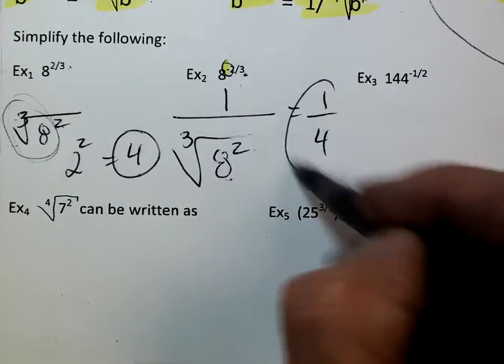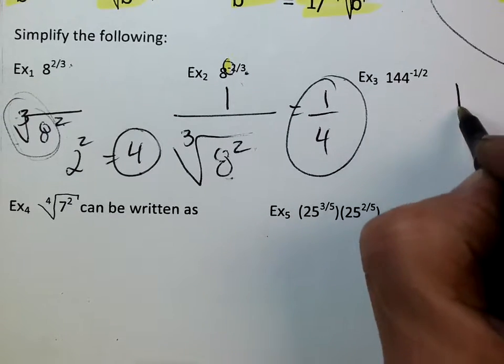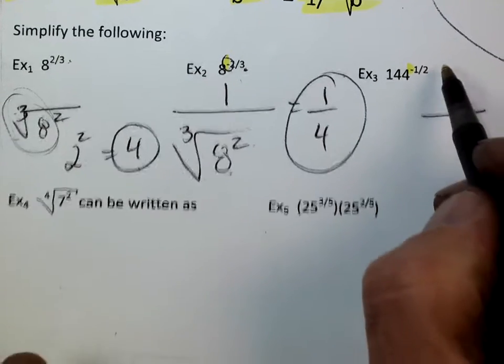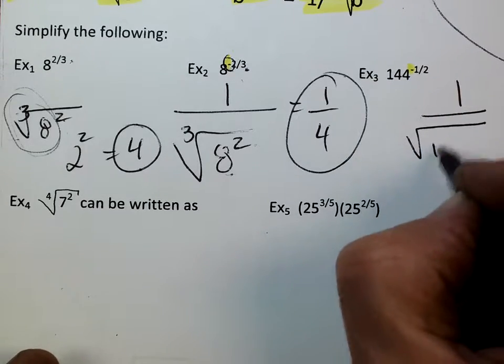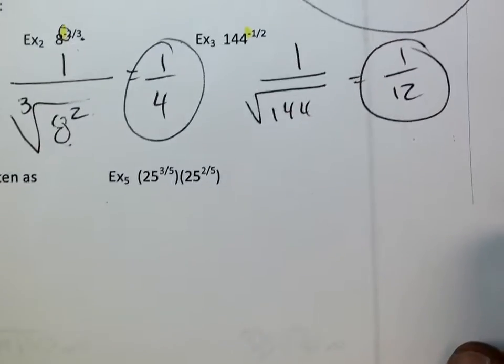Okay. Example 3. It's a negative exponent, so it's got to go 1 over. Negative exponent is just going to be 1 over. So apply the negative. It's going to be 1 over. And then we learned that anything to the 1/2 power is just a square root. Square root of 144 is 12. There you go. Okay.